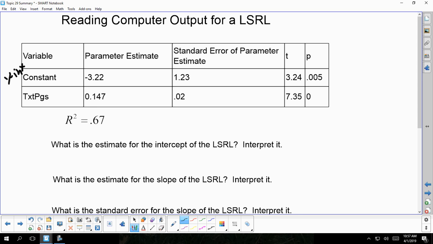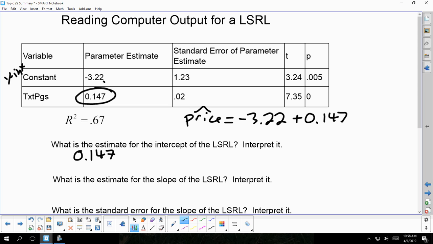So what is the estimate for the slope of the least squares regression line? Parameter estimate right here. This is a regression analysis that I ran for the number of pages in the textbook and the corresponding price. So the estimate for the slope of the least squares regression line is 0.147. This is the slope. This is going to be your intercept. So the regression line would look like this: price with a hat over it equals negative 3.22 plus 0.147 times text pages.